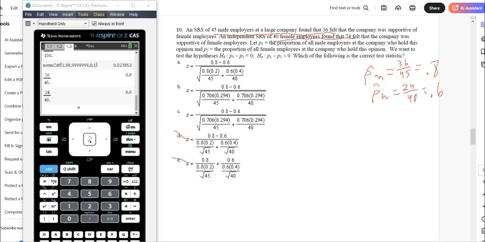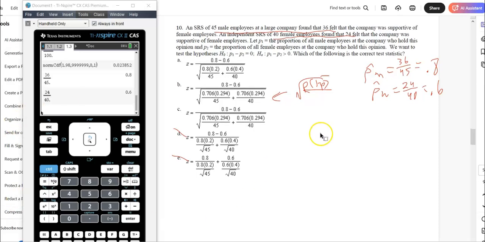Okay, so then this is Z. For this one, we should use the square root of P times 1 minus P. So it's not P hat for this one, I think. So this is the weird one, right? This is called a 2-prop Z test, and it's really easy to forget that we have to use the pooled p hat C here.